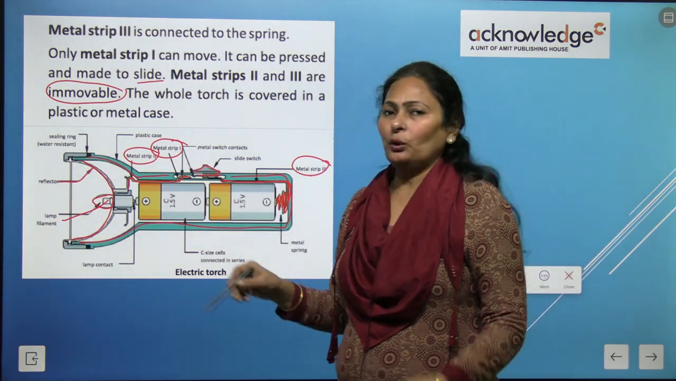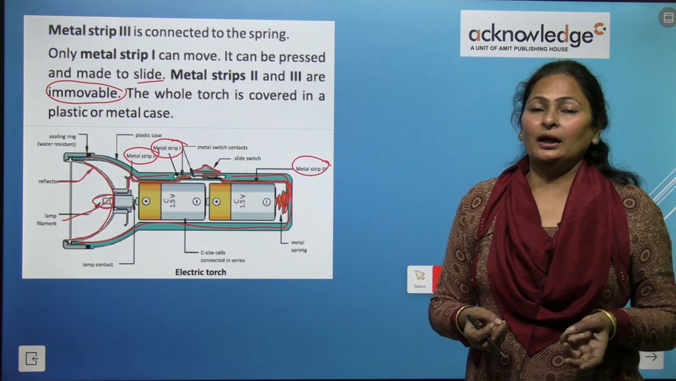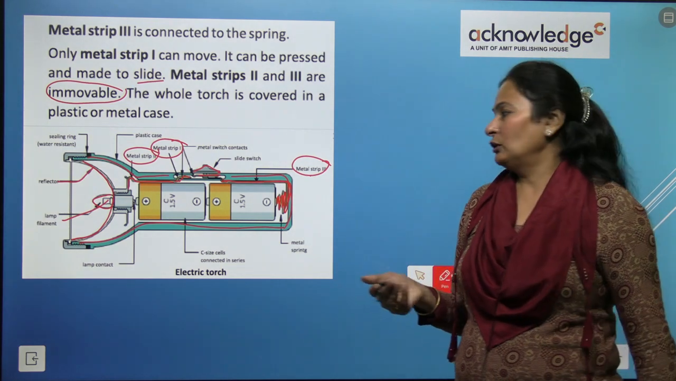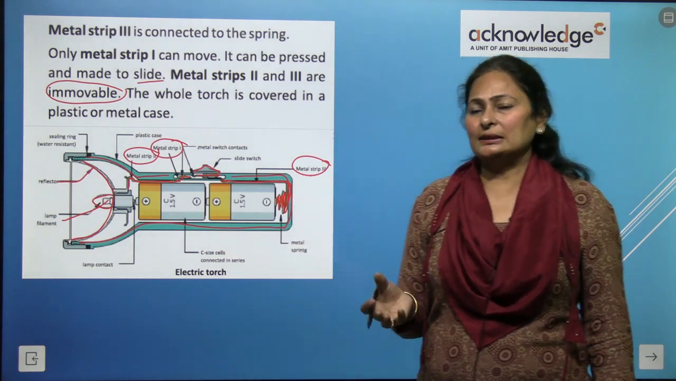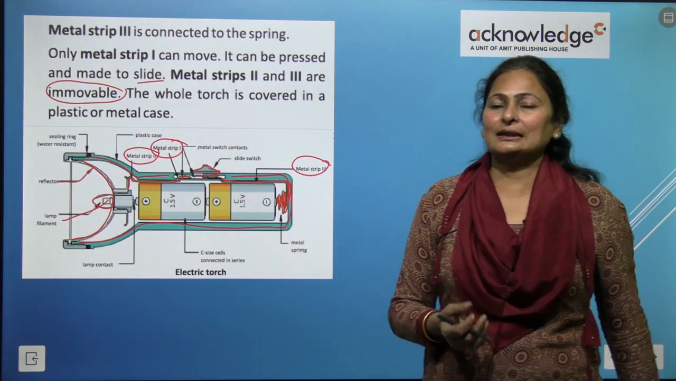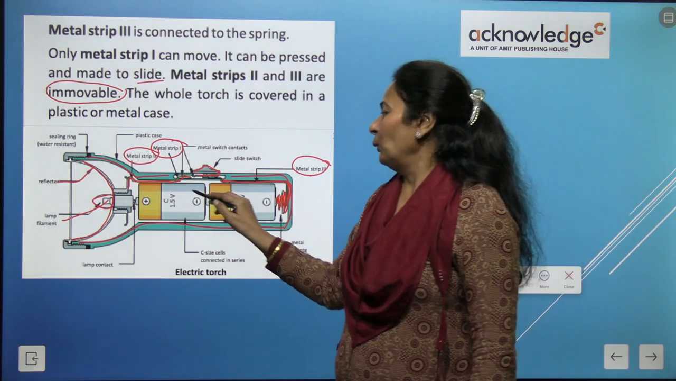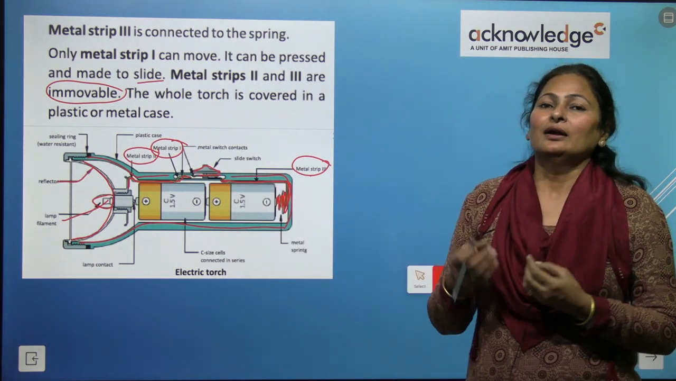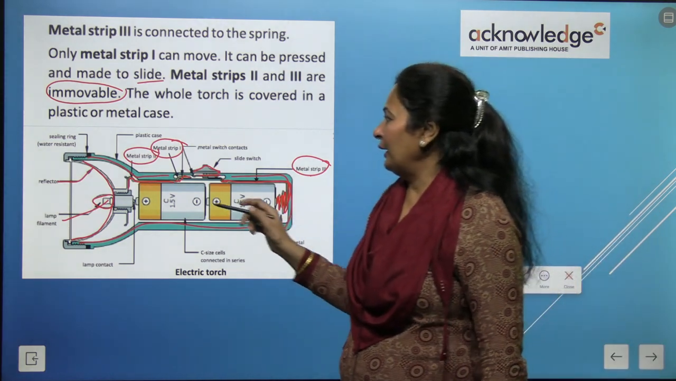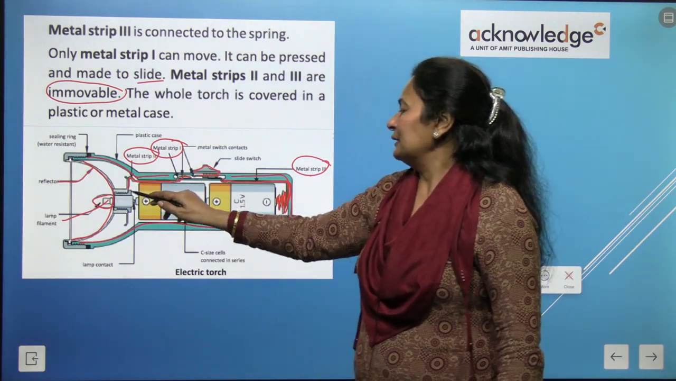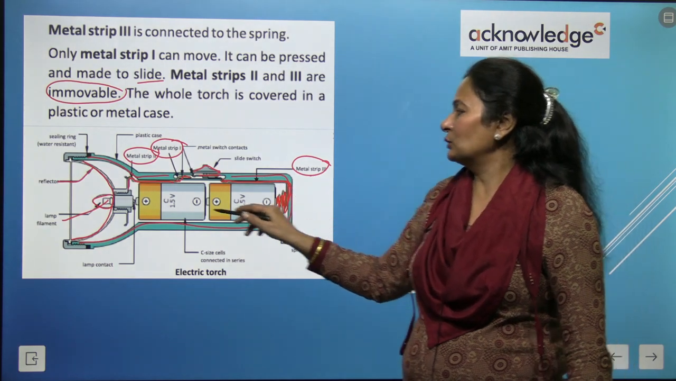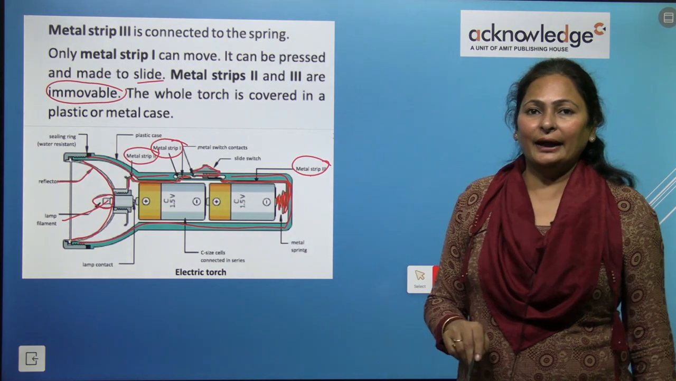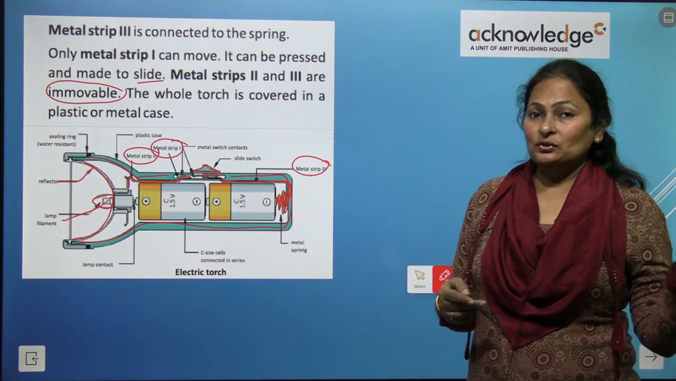and 2 or 3, sometimes 3 cells are placed inside it, or as per the size, 2 cells are also placed, and a 1 cell torch is also there. So if we combine 2 or more cells together, it is called a battery. You can see there is a metal strip which is moving from the first part till the end, right? And it is divided into 3 parts.